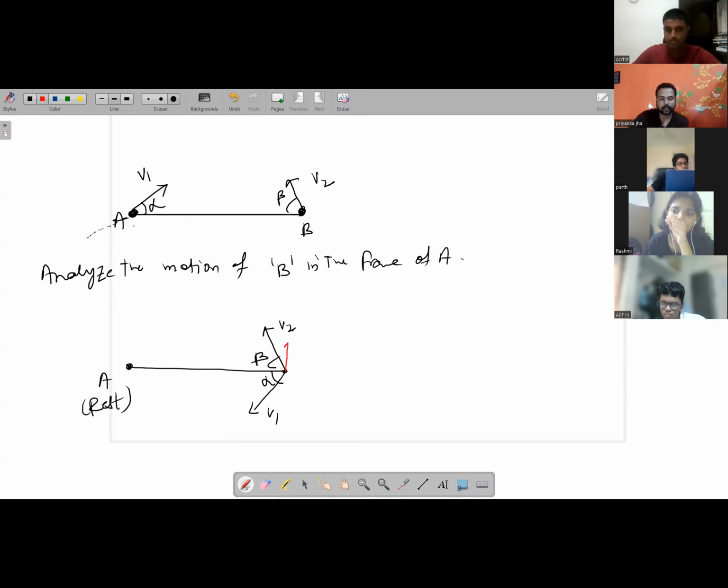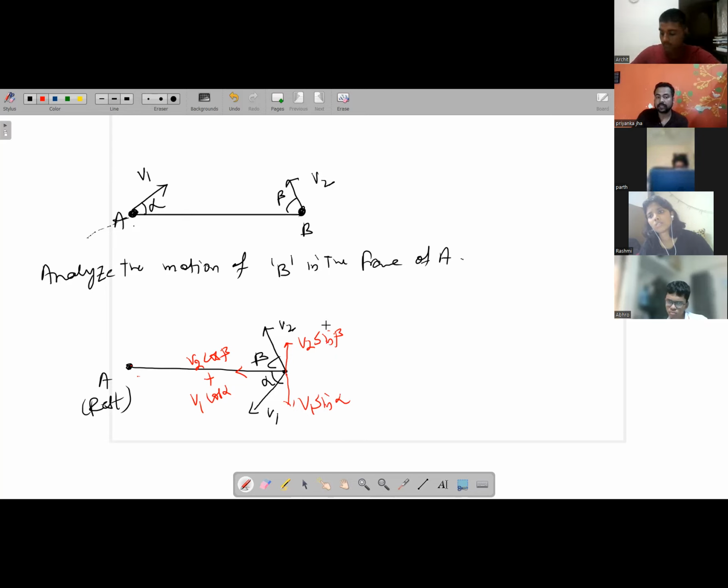Now break into components. This will have a vertical component, V2 sine beta, and V2 cos beta, and V1 will again have two components, V1 sine alpha and V1 cos alpha. Now you can think that A is at rest. So if B has to collide with A, B has to travel along this line, AB. Suppose this component V2 sine beta is larger than V1 sine alpha.